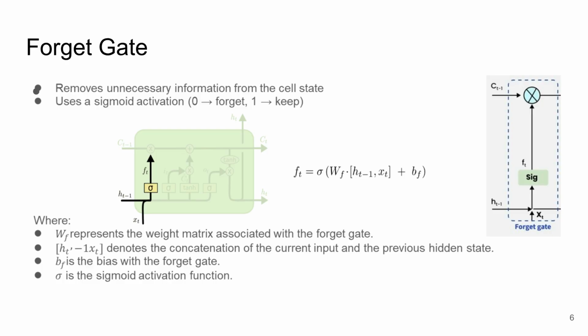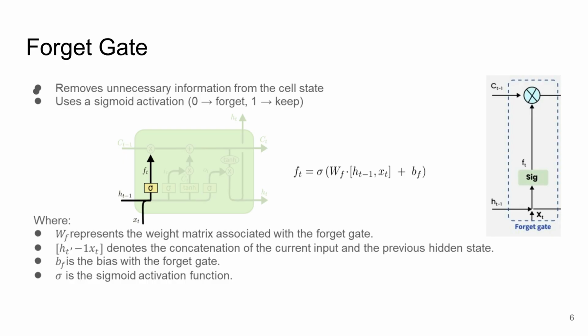Let me give you a practical example. Consider a language model trying to predict the next word based on all previous words. The cell state might store the gender of the current subject so that correct pronouns can be used. When we encounter a new subject in the sentence, we want to forget the gender of the old subject. The forget gate learns to do exactly this. It will output values close to 0 for the gender information when a new subject appears.